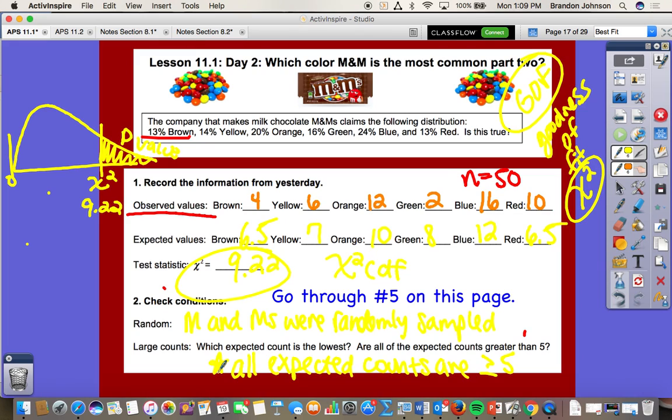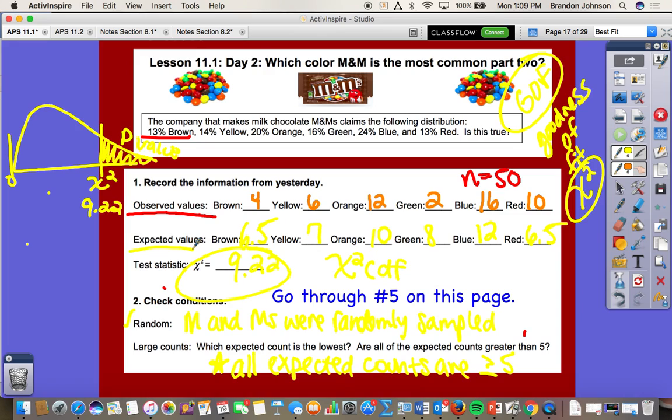Remember, too, there's 2 conditions that we have to check with chi-squared. One is the random condition, and it was random because we randomly selected it. The second one is a little bit different. We have to show that every expected value is greater than or equal to 5.